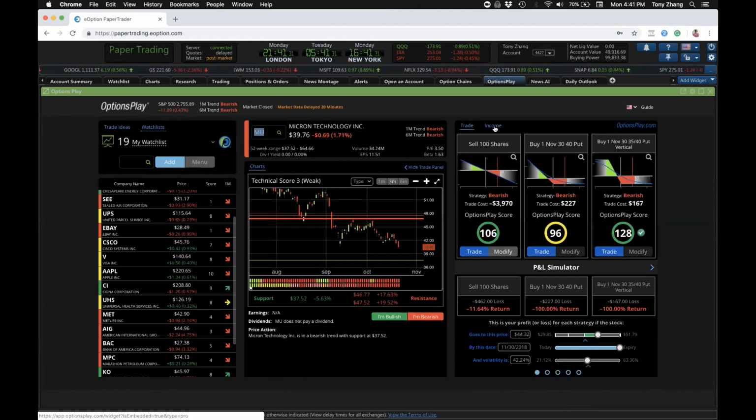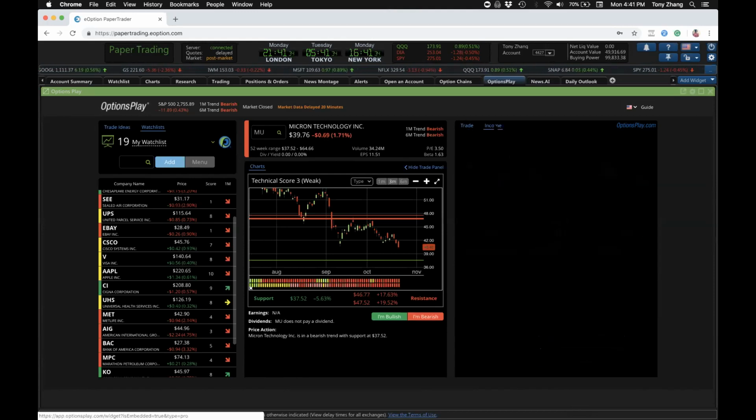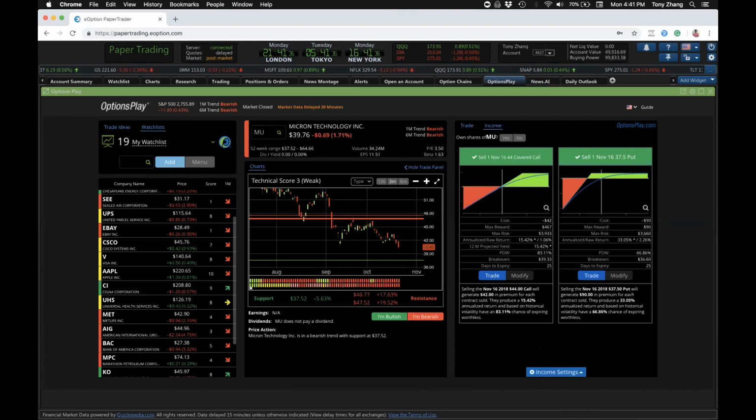And for that, I'm going to turn to the income tab. This is the tab that's designed to do the exact same thing that the trading tab does, but it finds you strategies to generate income either on the stocks that you own in your account or stocks that you want to own in your account.